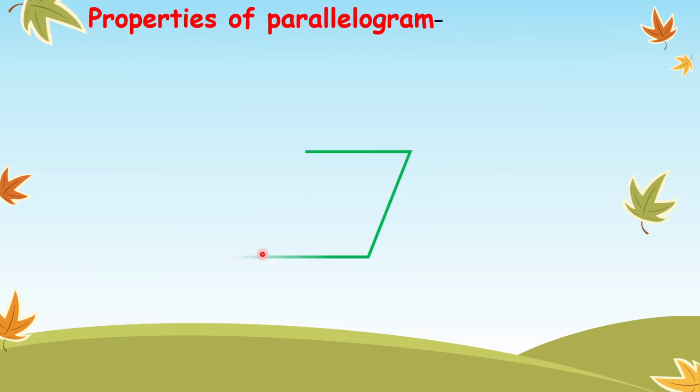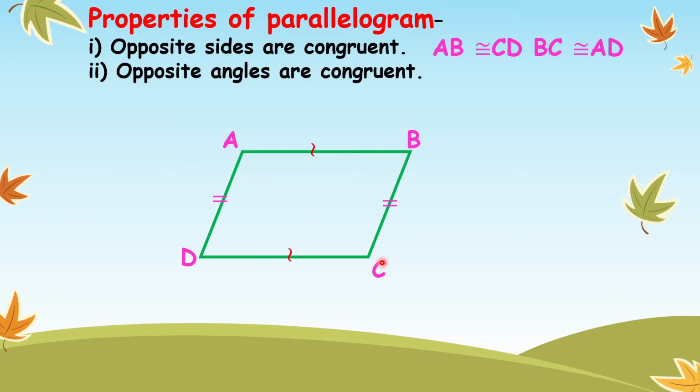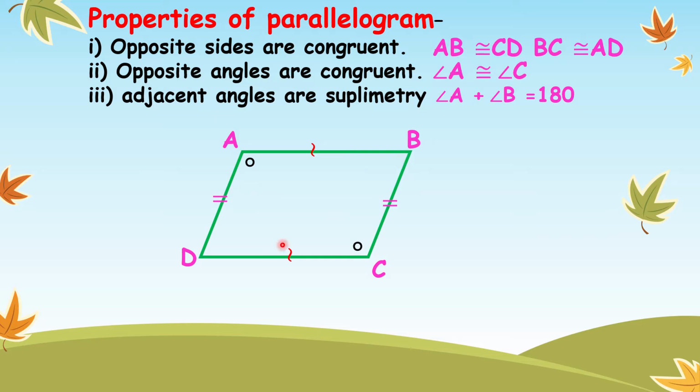Properties of parallelogram. The first property is that opposite sides are congruent. Here DC is the opposite side of AB, so side AB and side CD are congruent to each other. Also BC and AD are opposite sides, so side BC is congruent to side AD. Opposite angles of a parallelogram are congruent to each other. Here the opposite angle of A is C, so angle A is congruent to angle C. Angle B and angle D are also a pair of opposite angles, so angle B is congruent to angle D.